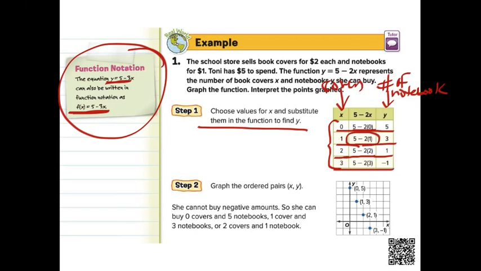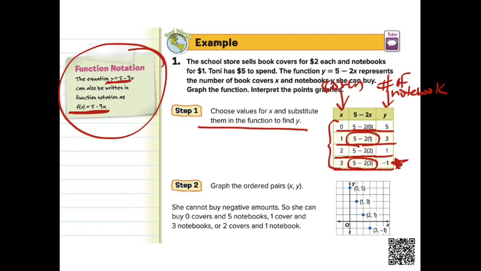And the last one, if I buy 3 book covers, I insert my formula, 5 minus 6, because if I buy 3 book covers, that's going to be $6. I'm in the negative. I want you to stop and think about that for a second. Does that make sense? Is that possible?